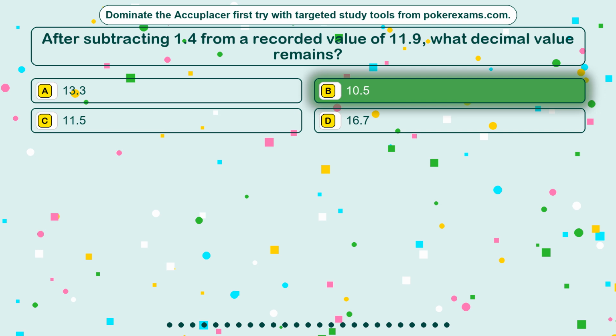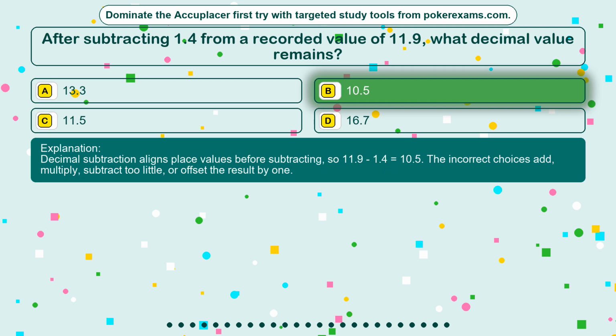The correct answer is option B, 10.5. Decimal subtraction aligns place values before subtracting, so 11.9 minus 1.4 equals 10.5. The incorrect choices add, multiply, subtract too little, or offset the result by 1.